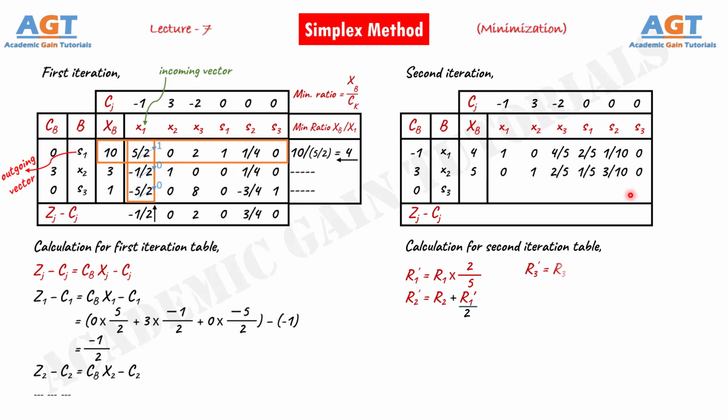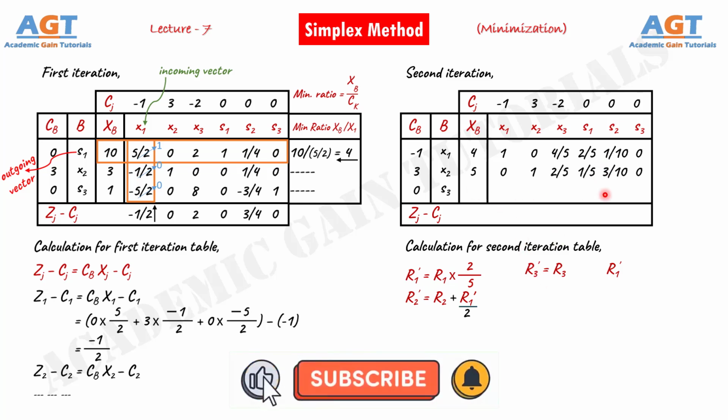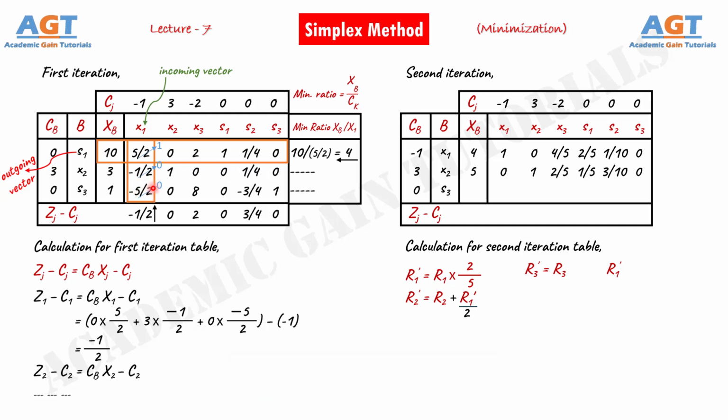For that we have written R3 and R1 dash. We have to make an operation between old R3 row and new R1 dash row to get the values for R3 dash row in new table. If we look in the R3 row of the previous table, here this element, minus 5 by 2, has to be converted to 0 in this position in the new table. So, here we have minus 5 by 2. If we can add plus 5 by 2 with this, then we will get 0.